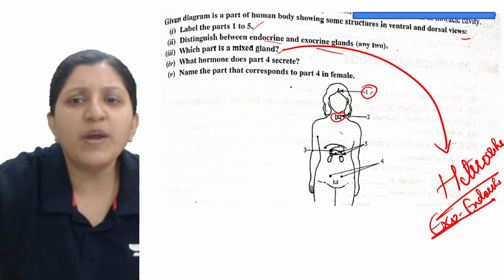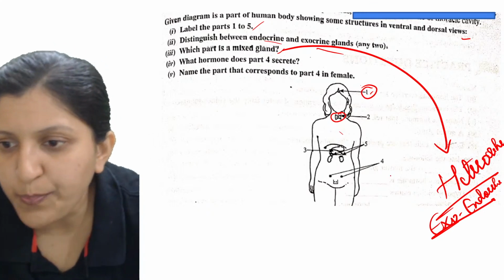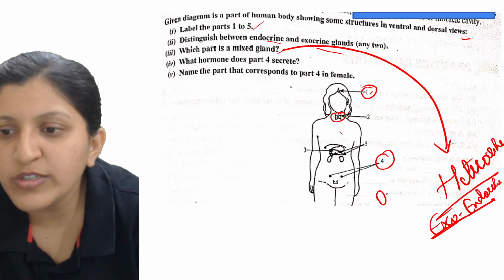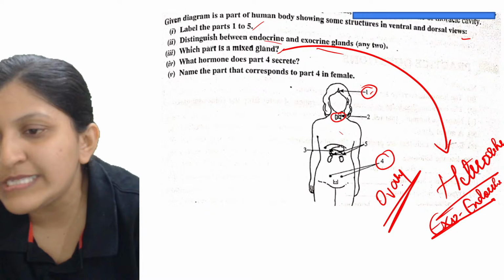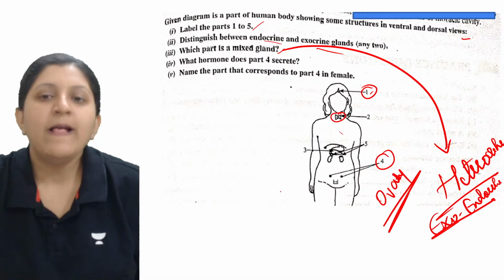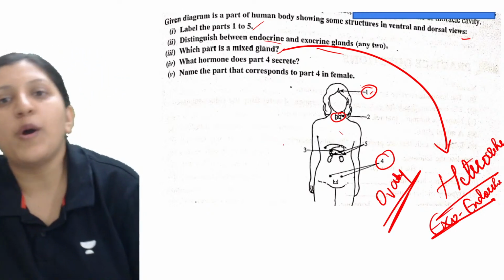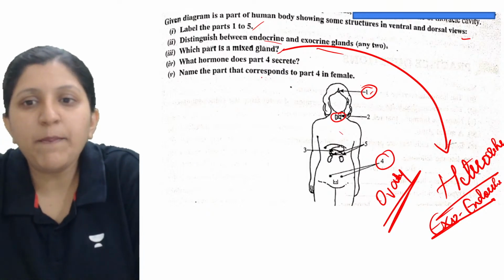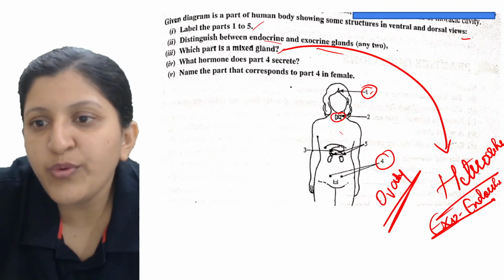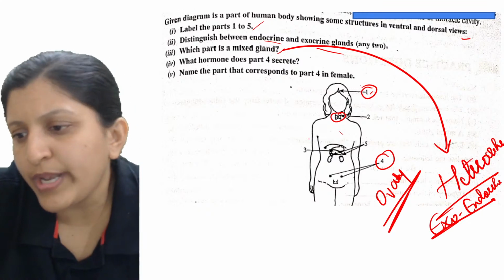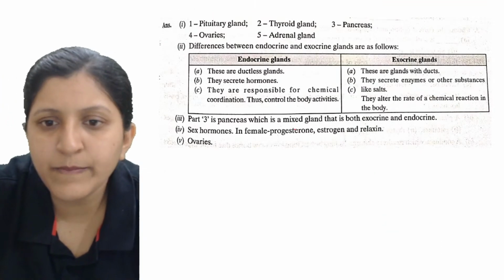And what hormone does part 4 secrete? Part 4 is a gonad, that is the ovary. The ovary secretes the hormones estrogen and progesterone after the corpus luteum is formed. Name the part that corresponds to part 4 in female. It is the ovary again.